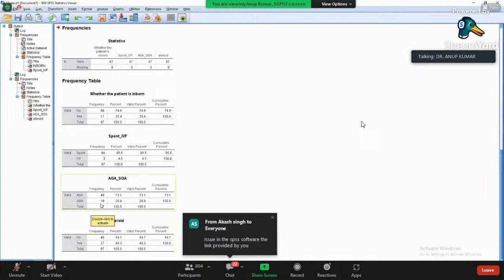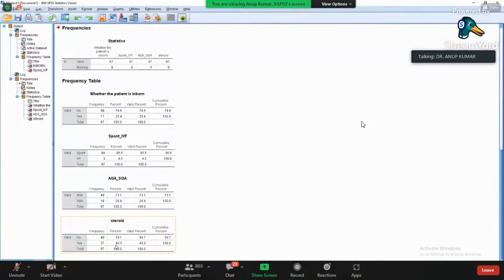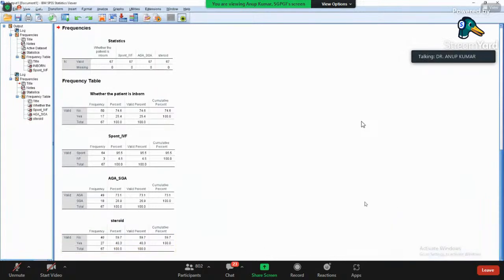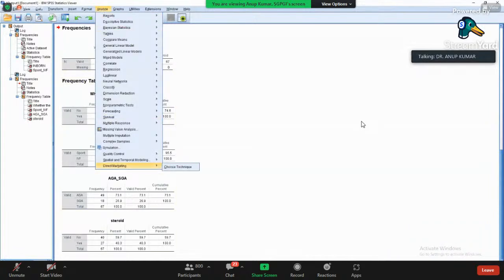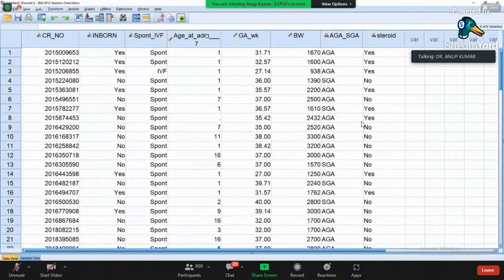That will represent that out of 67, 73% are AGA and only 26% are SGA. How many of them are taking steroid? Around 60% have not taken any kind of steroid, and 40% of them have taken steroid. So in this way, categorical data can be presented with the help of numbers and percentages. Now, again, the question is what we should do with this metric data.